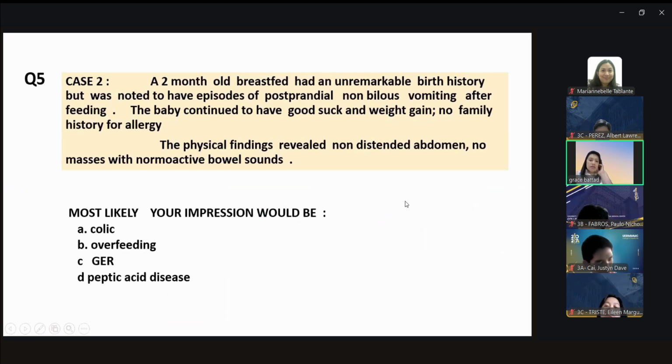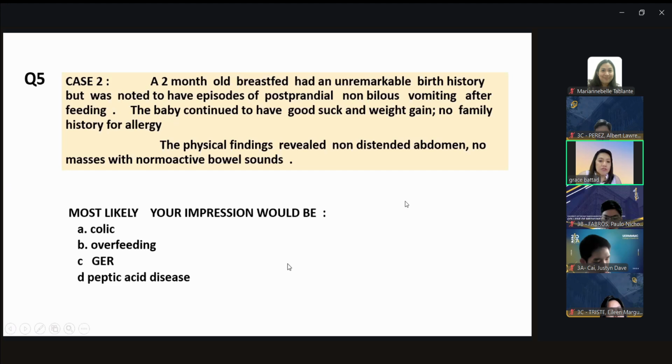Okay. Let us now go to case number 2. A 2-month-old breastfed baby had an unremarkable birth history, noted to have episodes of postprandial non-bilious vomiting, after which the baby continued good suck and weight gain. So the baby was still thriving well despite several episodes of vomiting after feeding. There is no family history of allergy, so you ruled out a cow milk allergy. The physical findings revealed a non-distended abdomen with no masses and no active bowel sounds.